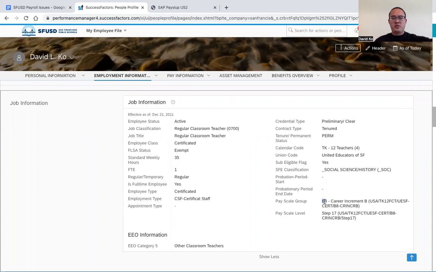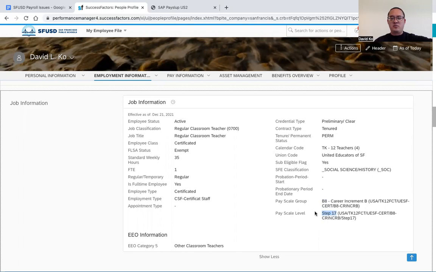For the vast majority of classroom teachers, this should be B7. B7 indicates that a person has a bachelor's degree plus 30 units. 30 units is typically standard for having a teaching credential. In the case of others who are instead category B8, that means a person has a bachelor's degree plus 60 units additionally. So the next thing to check is the pay scale level. I'm on step 17 because this is my 17th year in the district.